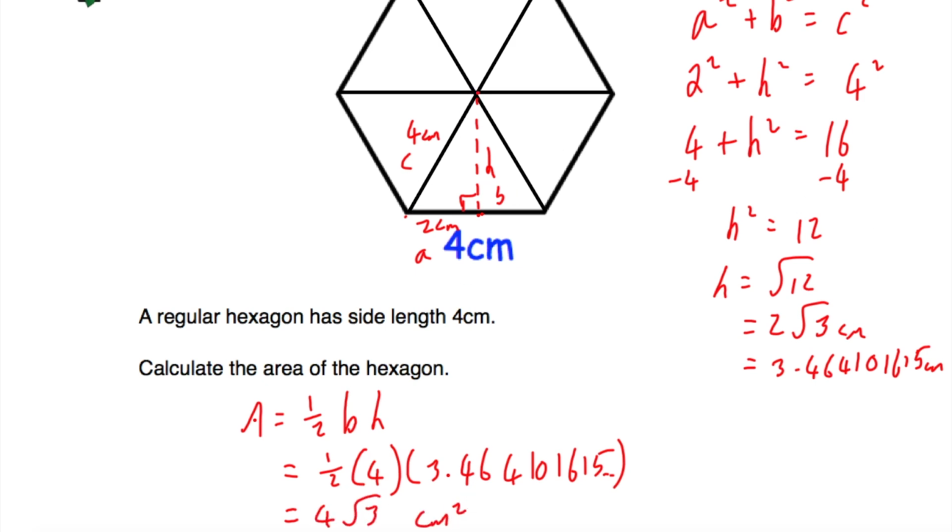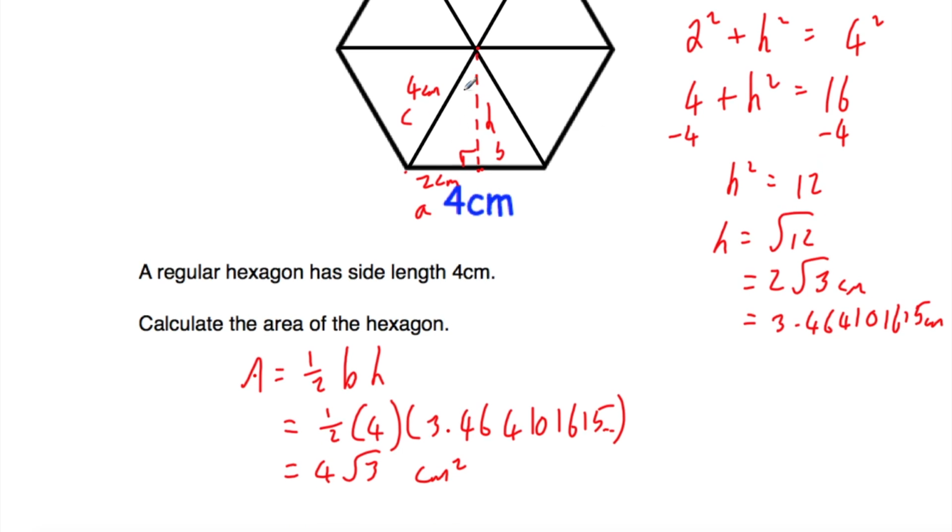So that's the area of the triangle. The area of that triangle is 4 root 3 centimeters squared, or as a decimal number 6.92820323 centimeters squared. So that's the area of one of the triangles. I'm actually just going to go back up there and I'm going to write it in there.